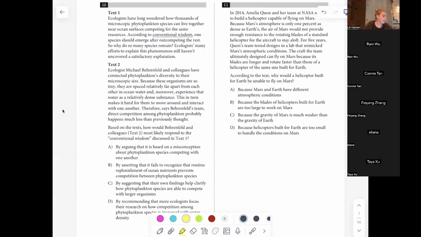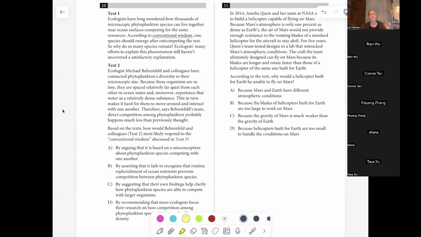So here we have a cross-text comparison question. The first thing that we do when we approach these, and with all of them it's good practice, but especially with these, is to immediately jump to the question to see what we need to be reading for, right? We can't hold all of that in our mind at once. So based on the text, how would text two respond to the conventional wisdom discussed in text one?